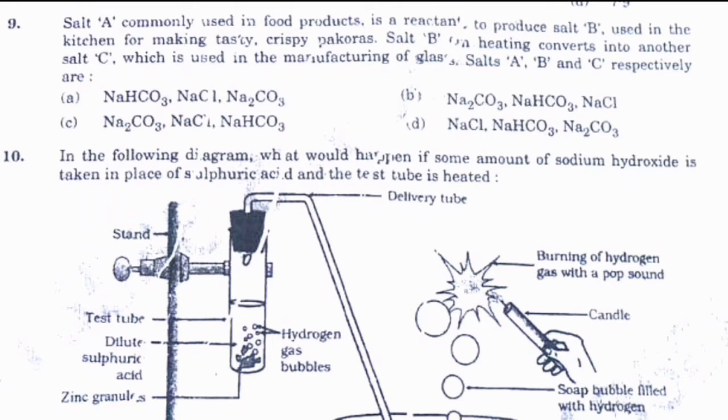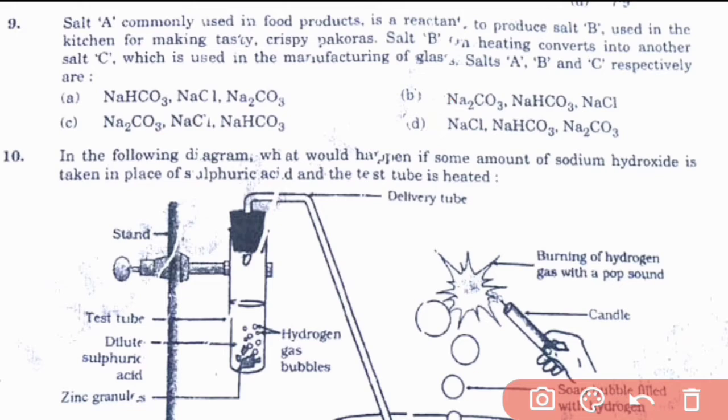Option number B, Na2CO3, NaHCO3, NaCl. Option number C, Na2CO3, NaCl, NaHCO3. Option number D, NaCl, NaHCO3, Na2CO3. So the correct answer is option number D, NaCl, NaHCO3 and Na2CO3.